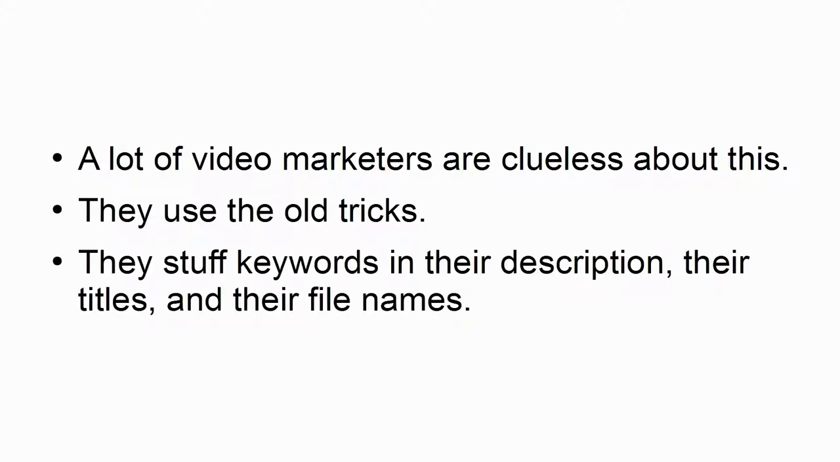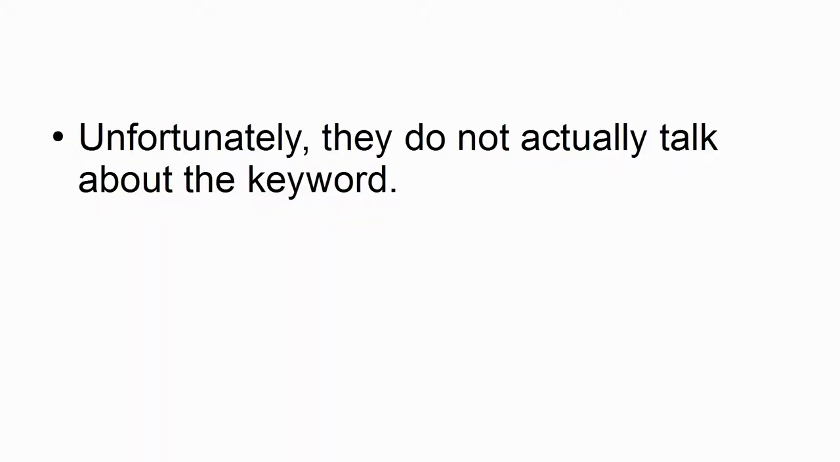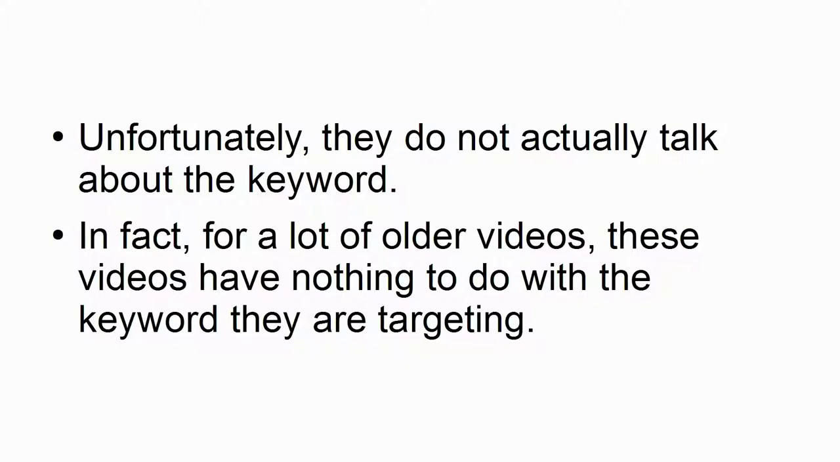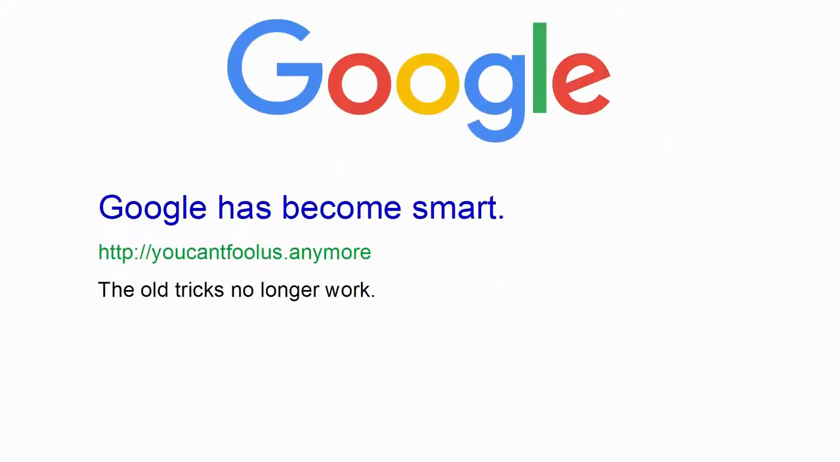A lot of video marketers are clueless about this. They use the old tricks. They stuff keywords in their description, their titles, and their file names. Unfortunately, they do not actually talk about the keyword. In fact, for a lot of older videos, these videos have nothing to do with the keyword they are targeting. Google has become smart. The old tricks no longer work.